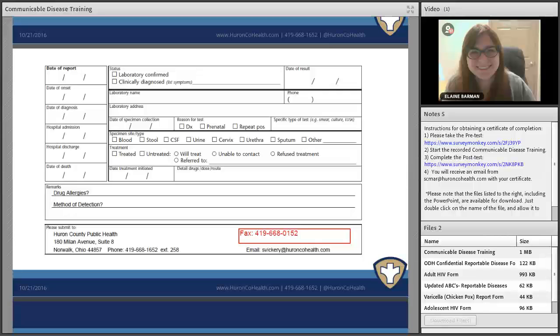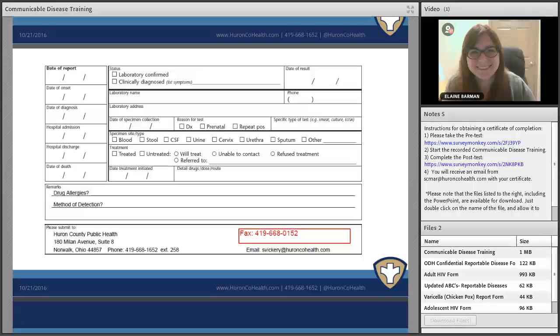So this section is the bottom section on the form, and it talks about their laboratory results. So if they had laboratory testing, or if we clinically diagnosed them, and what are their symptoms. And so we want to know the date that the report was filled out. That's on the left-hand side there.